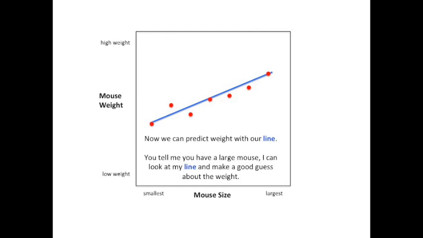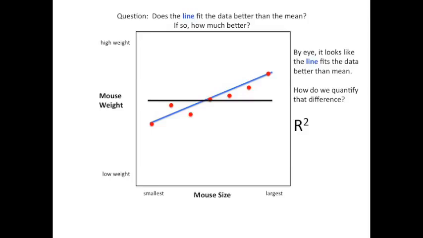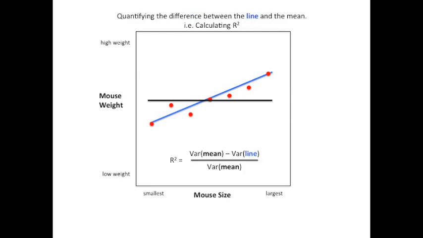Here's another question. Does the blue line that we just drew fit the data better than the mean? If so, how much better? By eye, it looks like the blue line fits the data better than the mean. How do we quantify that difference? R squared. In the bottom of the graph, I've drawn the equation for R squared. We're going to walk through it one step at a time.